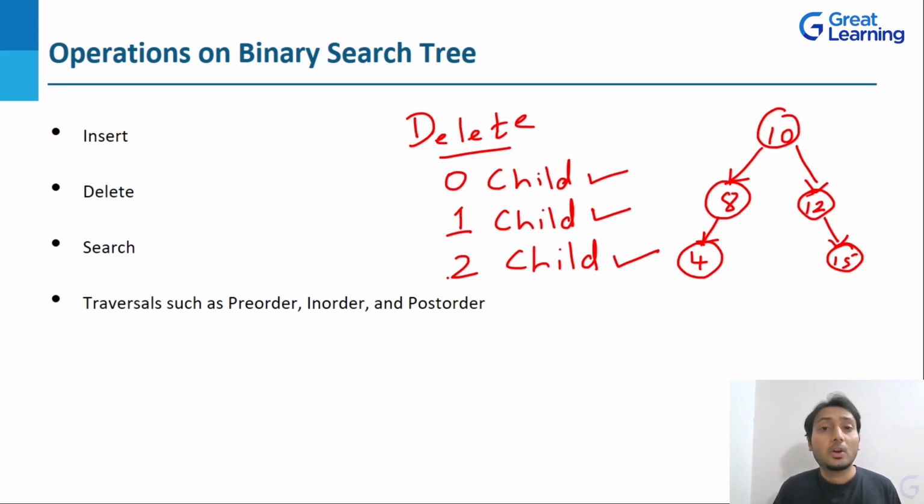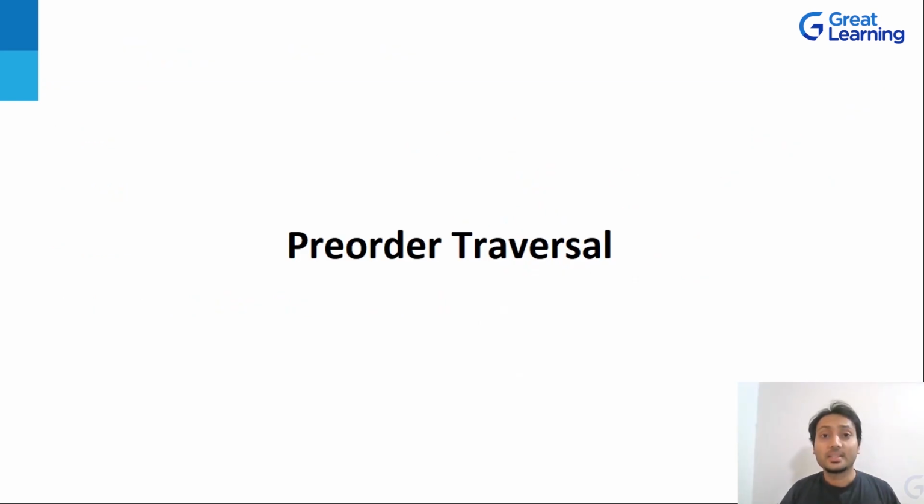And then finally we'll come across the traversal. Traversal is nothing but trying to visit each node at least once. Here we'll come across pre-order traversal, in-order traversal, and post-order traversal. Now we are in our next topic, which is pre-order traversal. Here we'll try to understand how a tree can be traversed in this particular pre-order fashion.